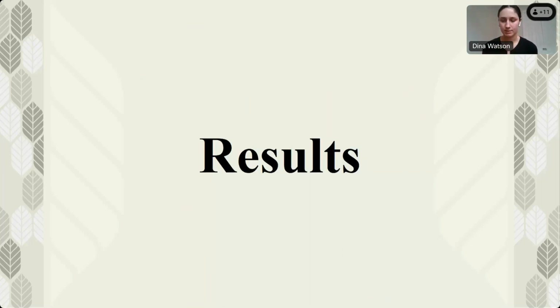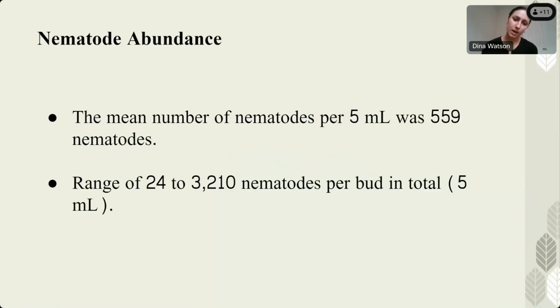So after making these assessments, I collected all my data and was able to find my results. I found that the mean number of nematodes per 5 mil was 559 nematodes. That represents the average amount of nematodes per bud in total. And then I found that the range in the buds was 24 to 3,210 nematodes per bud in total. And again, that represents that 5 mil soak that the bud was in.